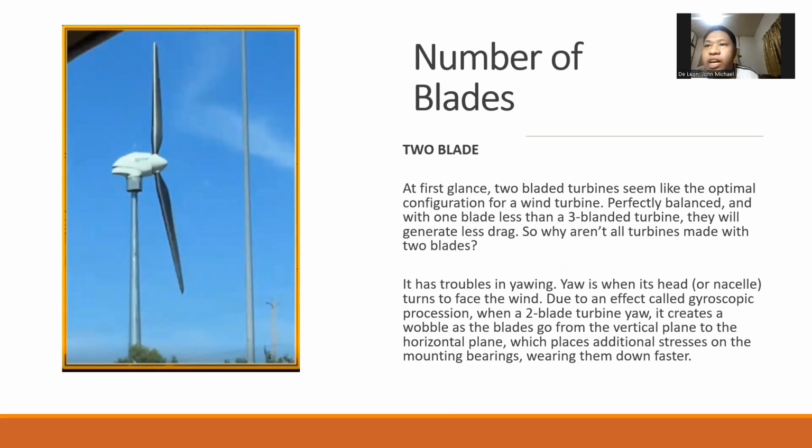Yaw is when its head or nacelle turns to face the wind due to an effect called gyroscopic precession. When a two-blade turbine yaws, it creates a wobble as the blades go from vertical plane to the horizontal plane, which places additional stresses on the mounting bearings, wearing them down faster. So parang mas mabilis siyang masira, similar lang doon, pero mas mabilis compared sa mga three-bladed most likely. Okay, next.